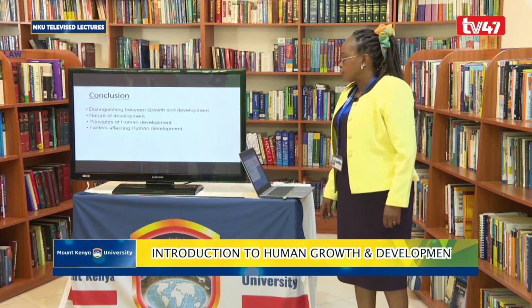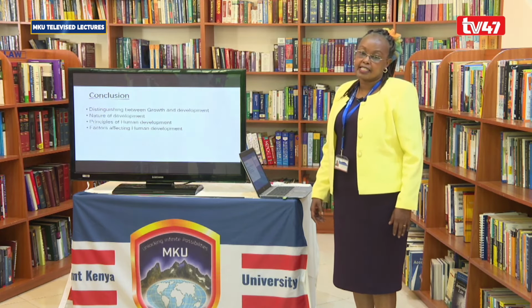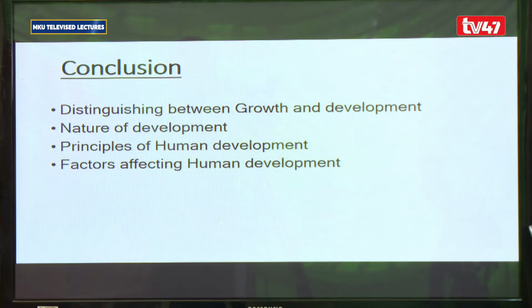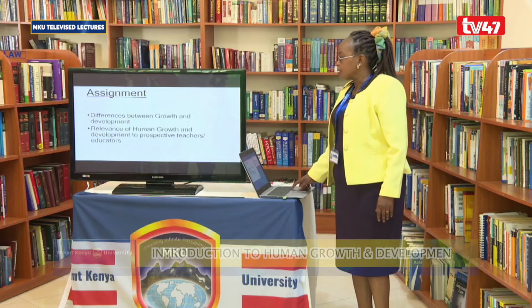Let's look at a bit of the conclusion for this first lesson. We have been able to distinguish between growth and development. We've also been able to see some of the things that help us to conceptualize human development, the nature of human development. We've also been able to learn about 10. Actually, I had said 8, but I added 2 more. They are now 10. We have also been able to see some of the factors that influence human growth and development.